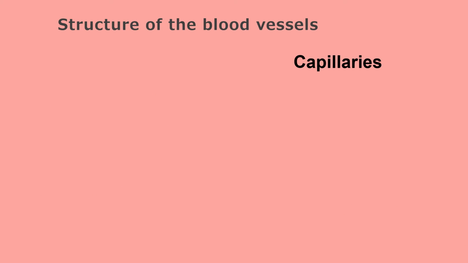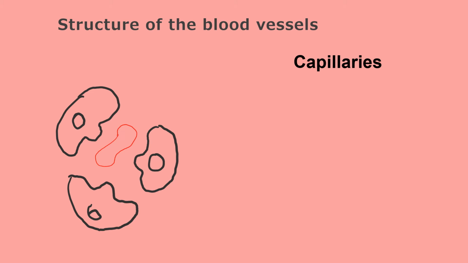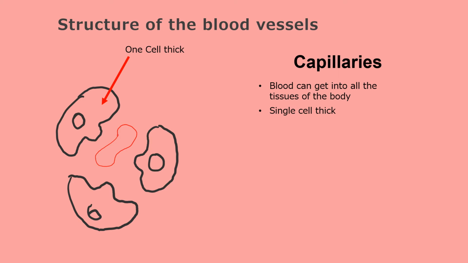The last type of vessel are the capillaries. The capillaries are very, very small, and they need to get the blood into all the different body tissues. They are just one single cell thick. So these are basically endothelial cells. And our actual lumen is only 10 micrometers in size.